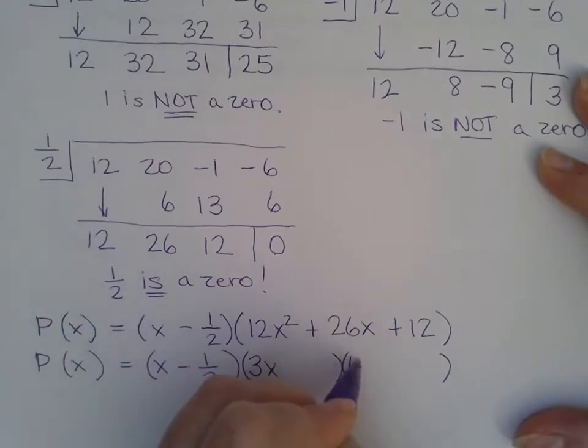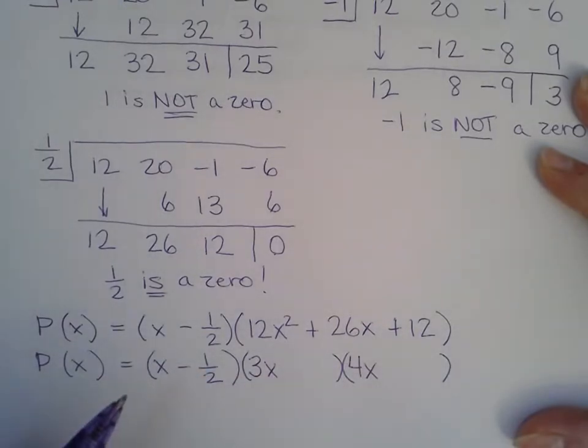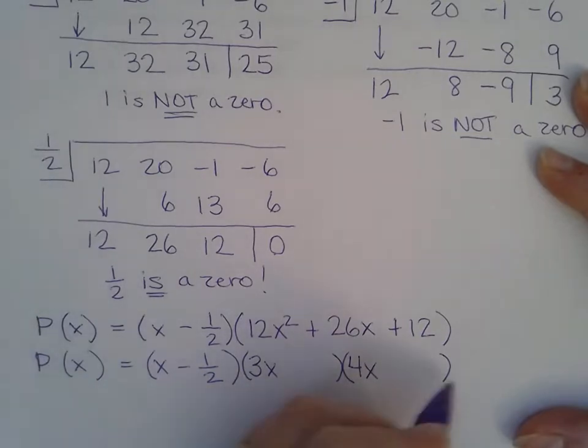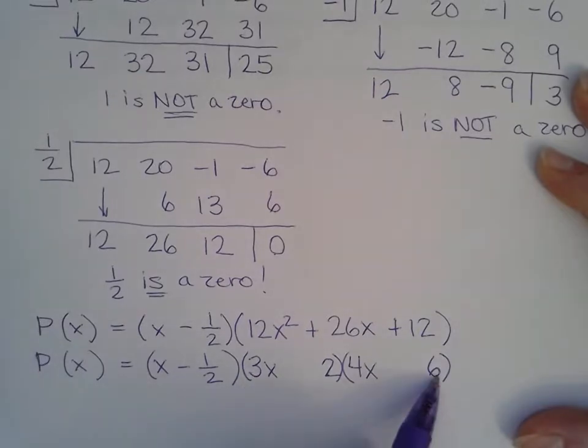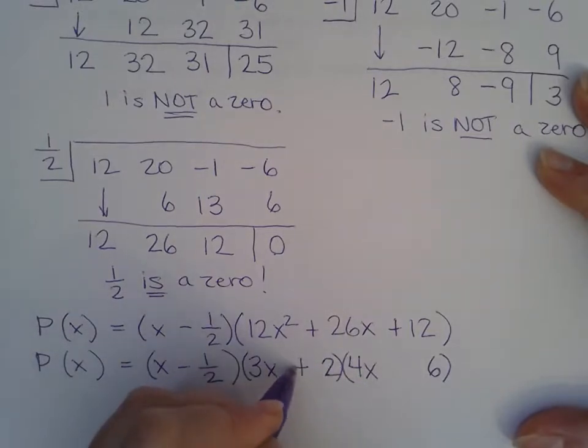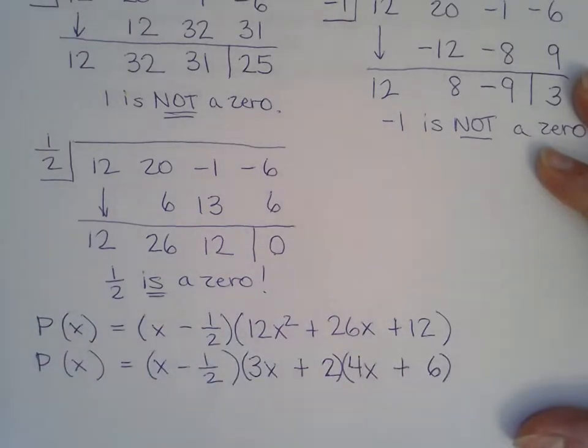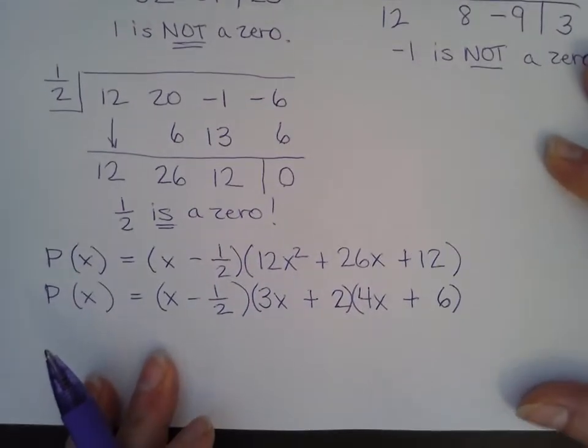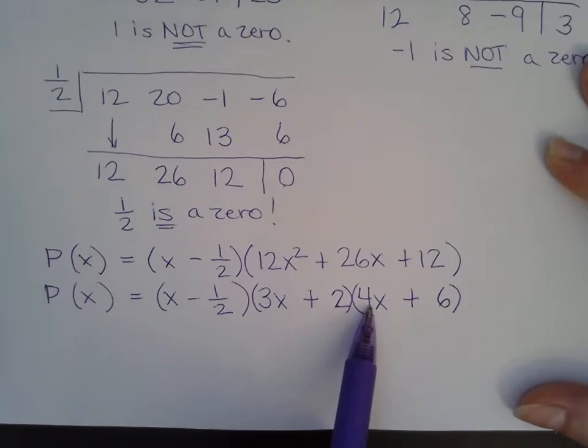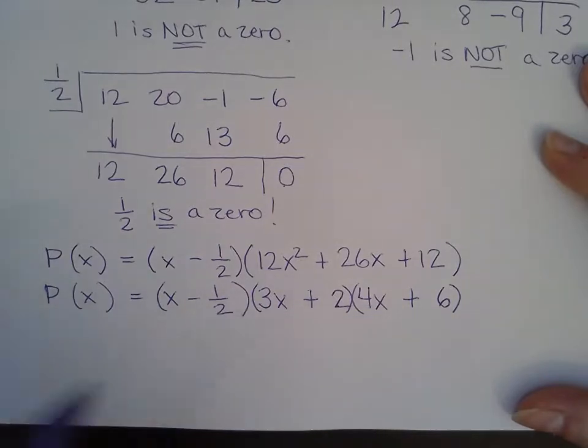3x and 4x work in the front. And then 2 and 6 in the back. That way, on the outside, I have 18x. On the inside, I have 8x. 18 plus 8 adds up to 26. Everything's positive here, so all pluses. Okay, now to make this look even better, notice the last parentheses here, 4 and 6 have a common factor of 2. So I'm going to factor that out so you can see what that would look like.